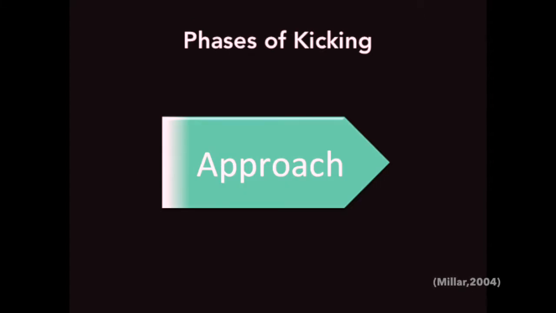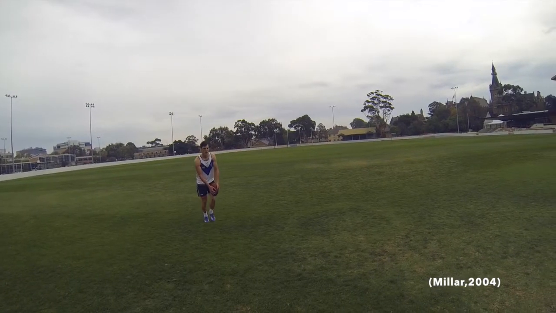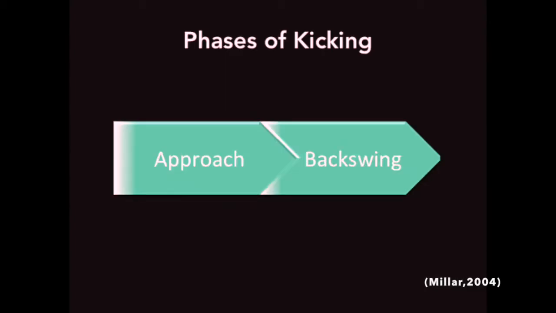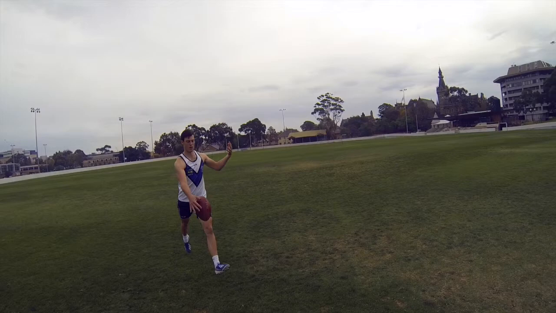There are 5 distinct phases that make up the movement of kicking. The first is the approach phase. These are the initial steps taken prior to the kick. These can be taken at walking pace right through to sprinting. The second phase is the backswing. This is when the kicking leg is drawn back past the stability leg in preparation for forward movement.